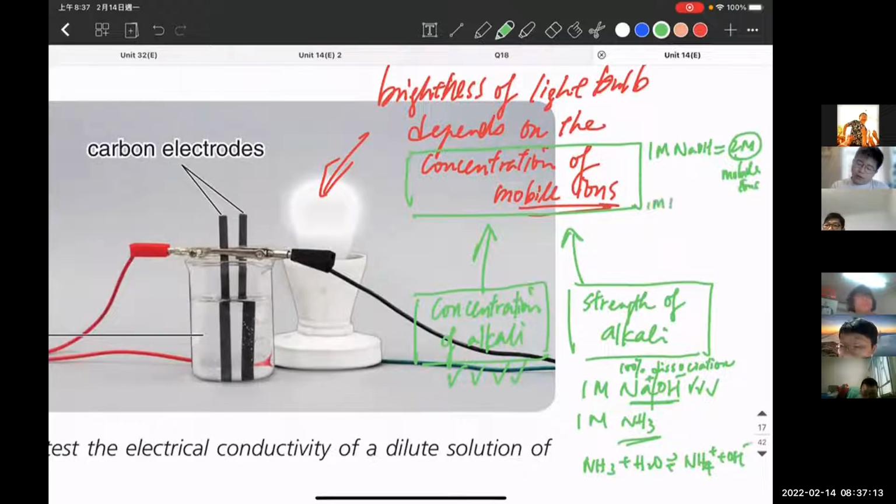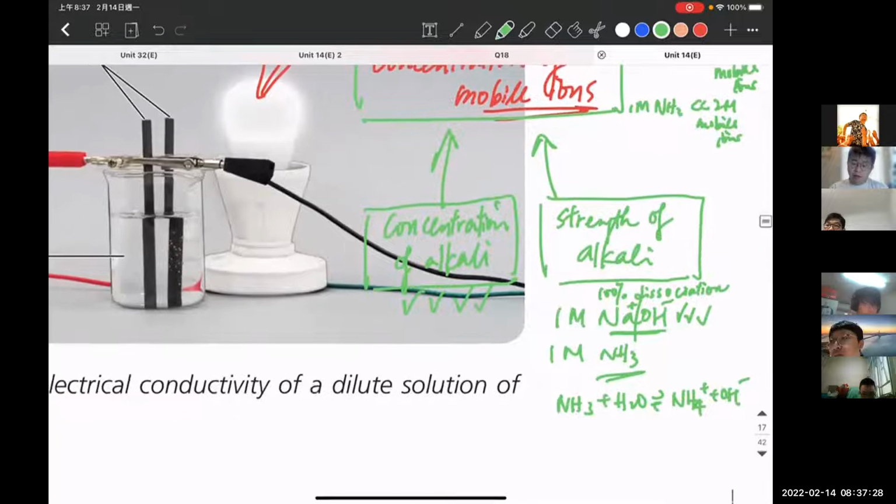However, when you have 1 molar NH3, there will be much less than 2 molar of mobile ion. Even less than 1 molar. Why? We call ammonia a weak alkaline. First of all, both ammonia and water are just molecules. They cannot conduct electricity. However, why we say it contains mobile ion is because it ionizes in water. But the degree of ionization is not 100%.